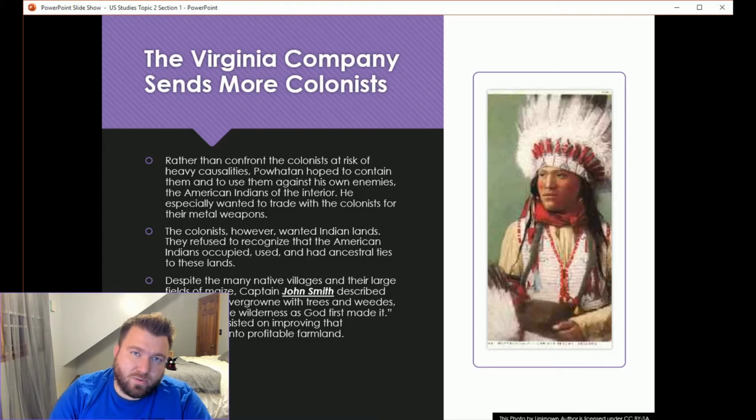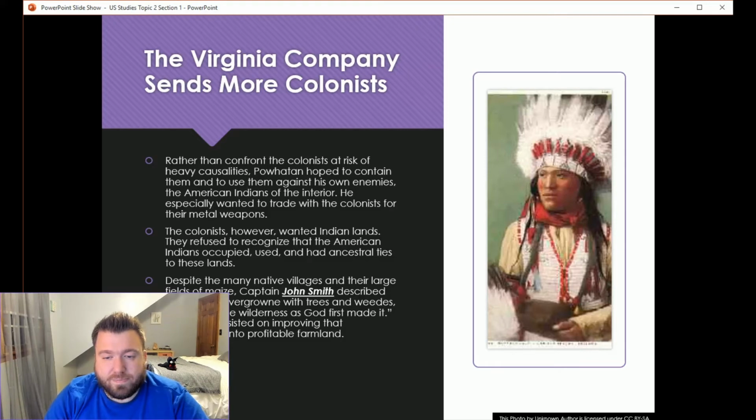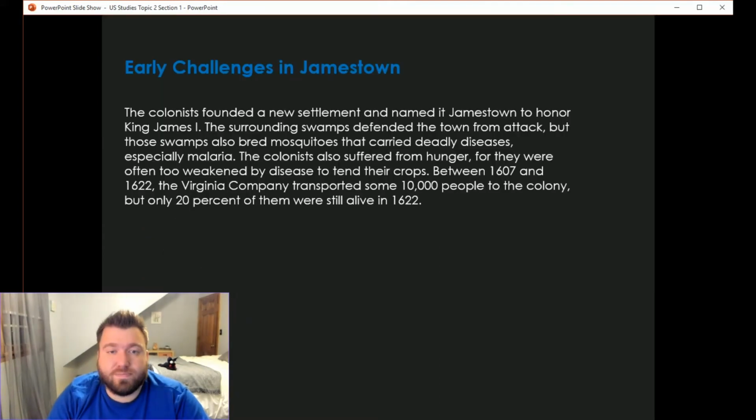So even though the natives were already here, they had been here for many years, they had developed villages and small settlements, this guy, Captain John Smith, he's going to report it as just overgrown with trees and weeds and a plain wilderness as God first made it. Meaning that there's nothing here. It's just wilderness. It's just forest as far as the eyes can see. But that is not the case. That is not the truth.